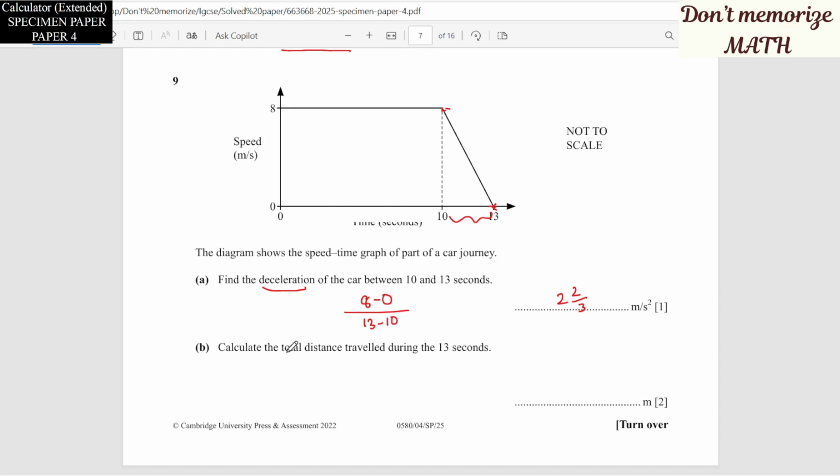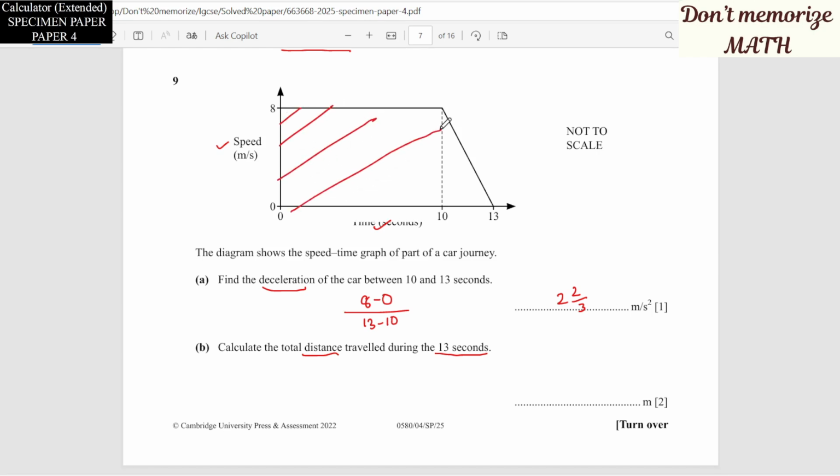Then calculate the total distance traveled in 13 seconds. The distance in a speed time graph is the area under the graph. You should know that. So we need to calculate the total distance traveled during 13 seconds, which means from the start to the end. So how do we find the distance in a speed time graph? That is the area under the graph.